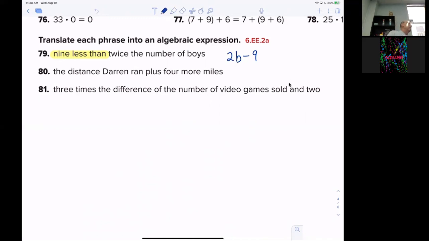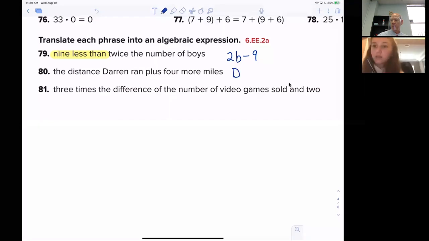You said what? But in algebra, we generally write the number before the variable. Okay, so that's something you just learned, so that's good. The question was B2 or 2B. 2B is definitely better. Everybody good on this? Now let's look at 80. The distance Darren ran plus 4 miles. So since we're talking about Darren, we're going to put D plus 4. Is that all right, guys?